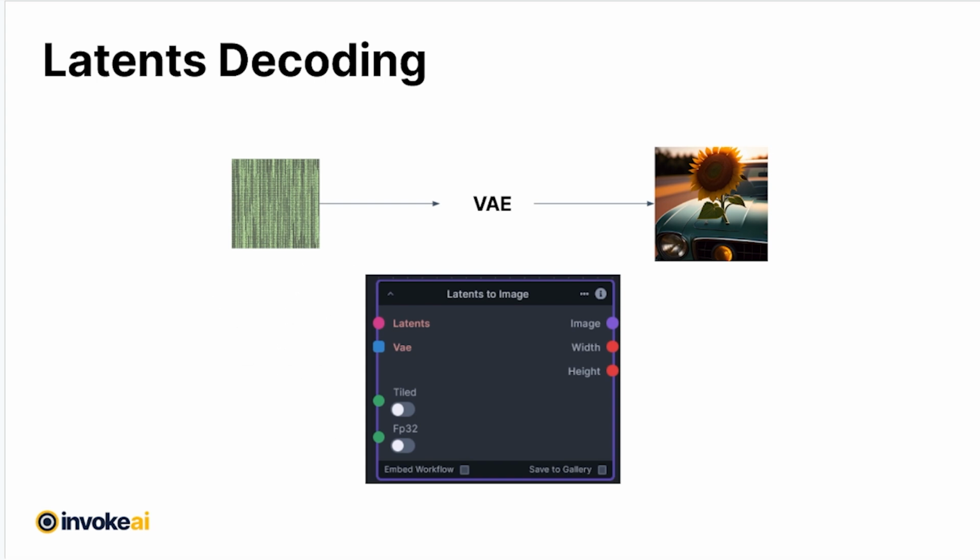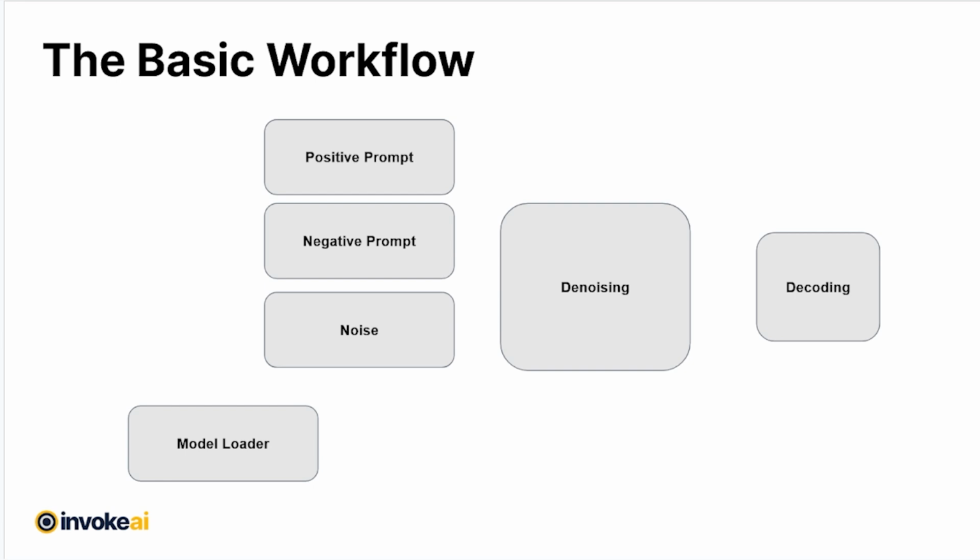So the basic workflow is made of just a couple of nodes that are pretty simple to understand once you know this entire process. We have our positive prompt, our negative prompt, our noise, our denoising step, and our decoding step. And all of those are supplied models by a model loader. So let's jump into Invoke and see what that workflow looks like.